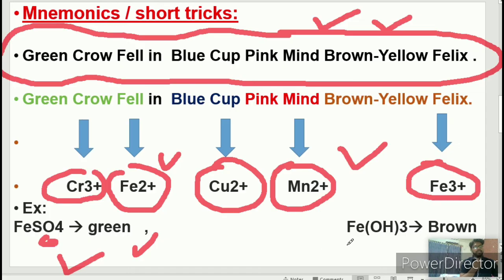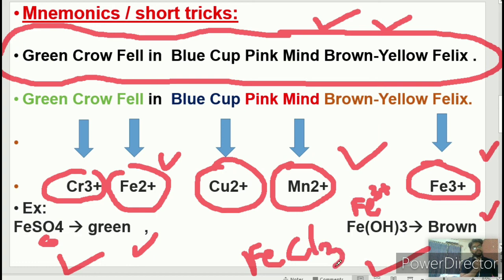Here is another example, a brown compound, iron hydroxide. Which metal ion is present here? Fe3 plus. Fe3 plus is brown, so because of this metal ion the compound will be brown. As I told you in the previous explanation, Fe3 plus will be yellow only in ferric chloride, FeCl3. FeCl3 will be yellow.